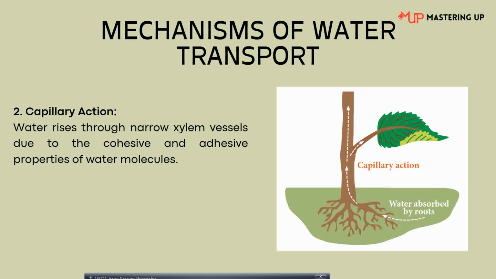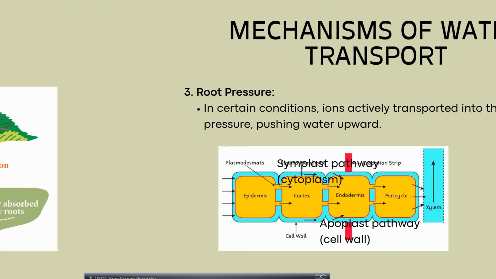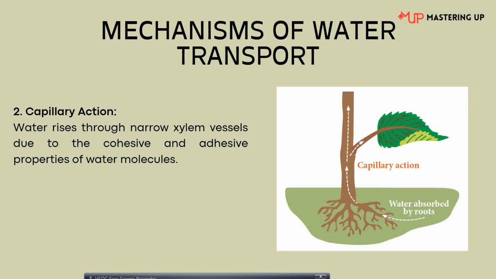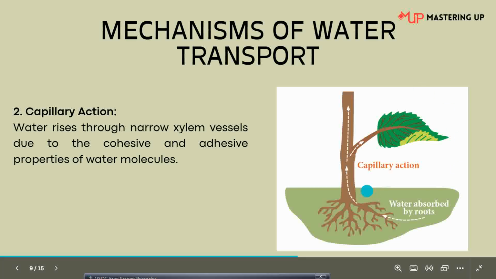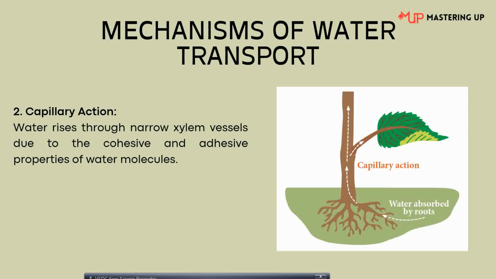Now next, capillary action. The water rises through narrow xylem vessels due to the cohesion and adhesion properties of water molecules. So this water transport is through capillary action, through tiny tubes. So what are cohesion and adhesion? Let's discuss. But before that, just know this water is being absorbed by the root and transported to the upper parts through this capillary action. Okay, so remember that.